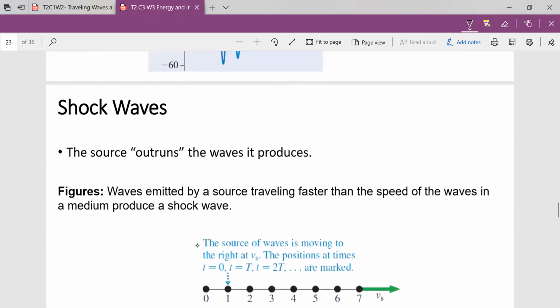So let's look at the last part of this course and this topic, which is shock wave. We've seen the introduction of shock wave before. We said that the source outruns the wave it produces. When we talked about the Doppler effect, we discussed the change in frequency, but there's a scenario where the source is actually moving faster than the wave it's producing. And this happens in a typical example of a speedboat traveling in water.